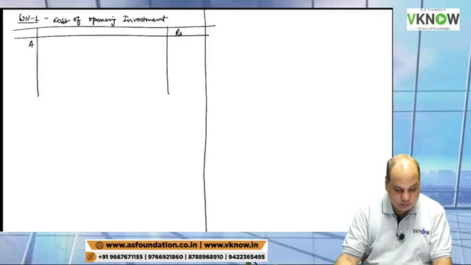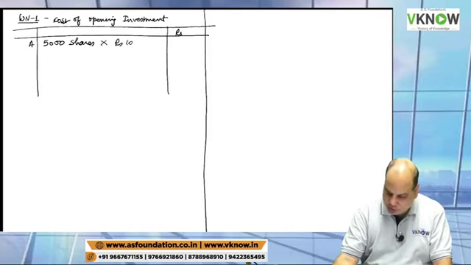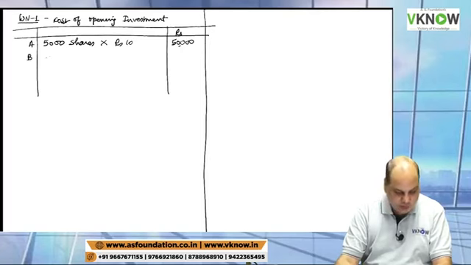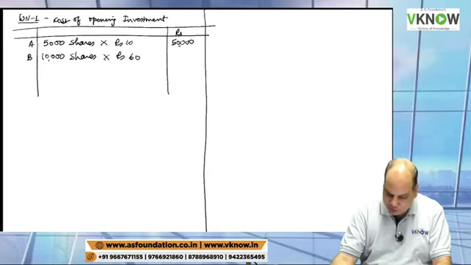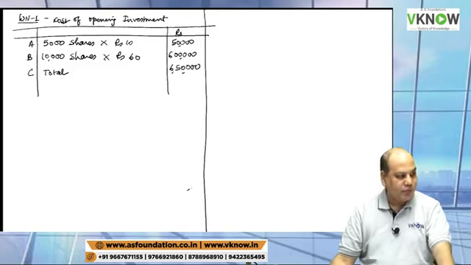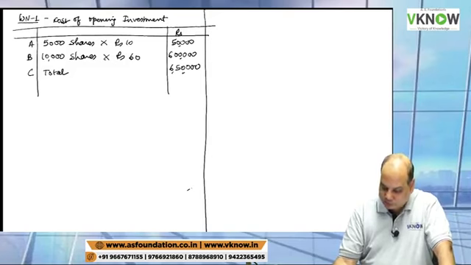First is A, 5,000 shares into rupees 10, which is 50,000, and B, 10,000 shares into rupees 60, which is 6 lakh. So point C, total is 6 lakh 50,000.